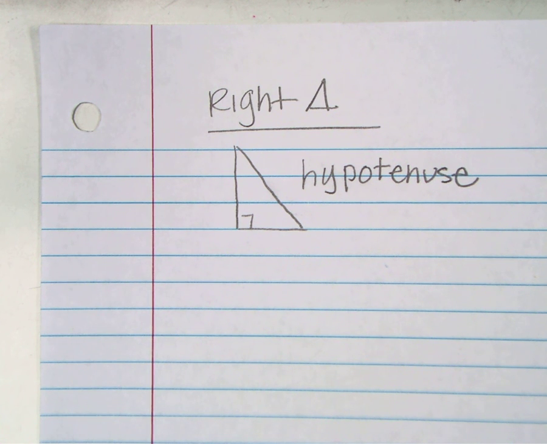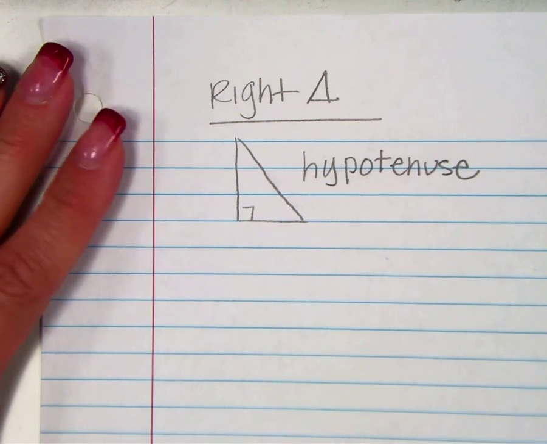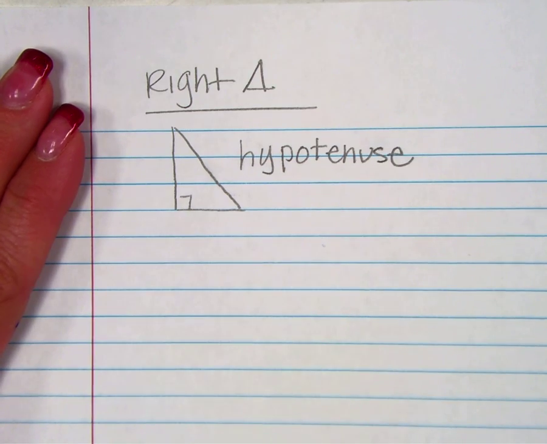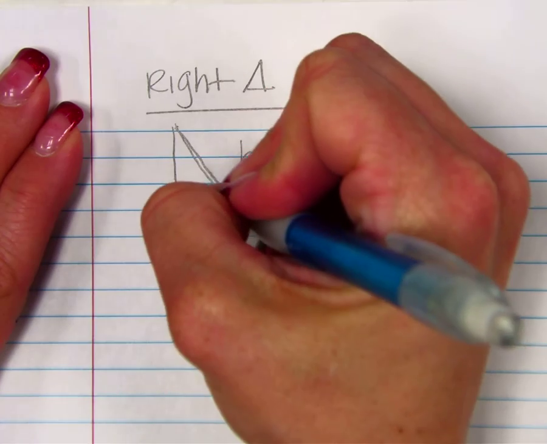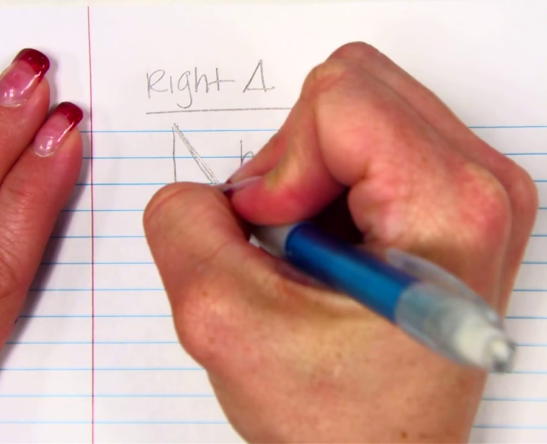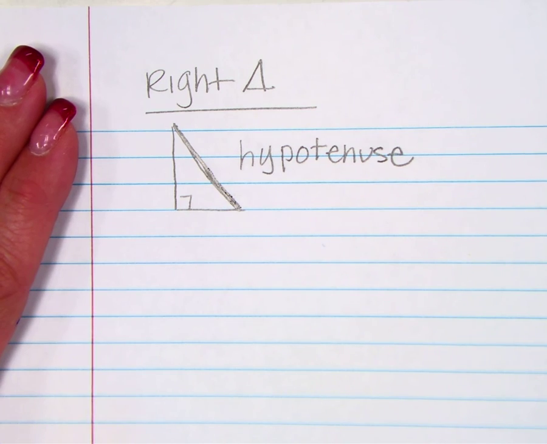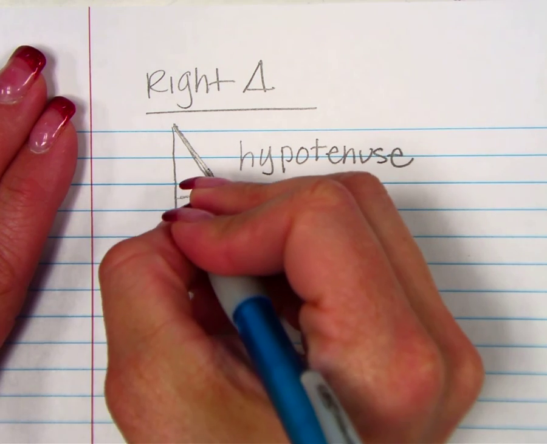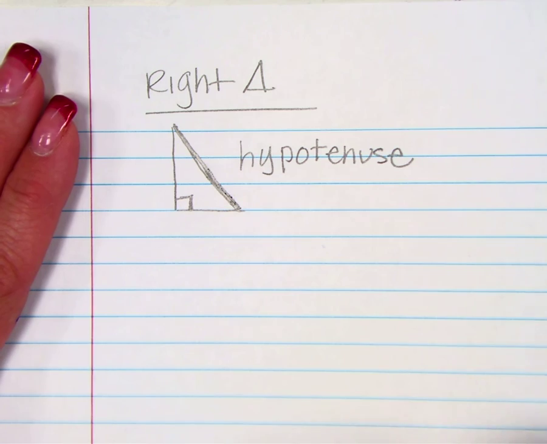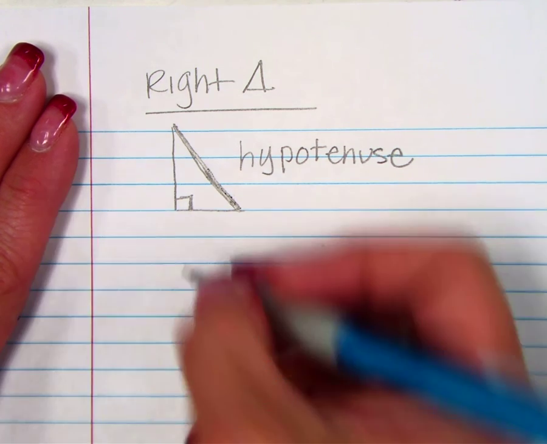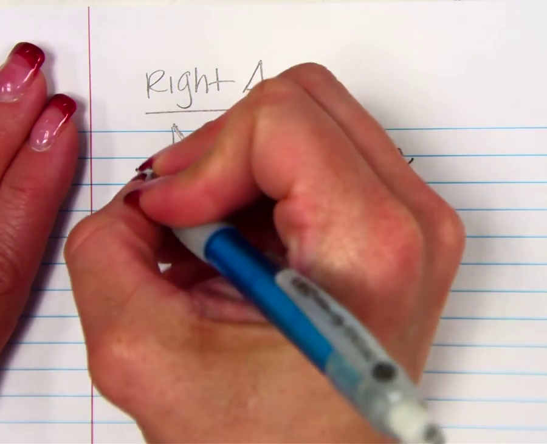So when we're dealing with the right triangle, we have special names. And you guys already know it because we've already been talking about it. The side opposite the right angle is called the hypotenuse. It's one side of the triangle. The other sides we either call bases or legs. I'm just going to use the term leg today.